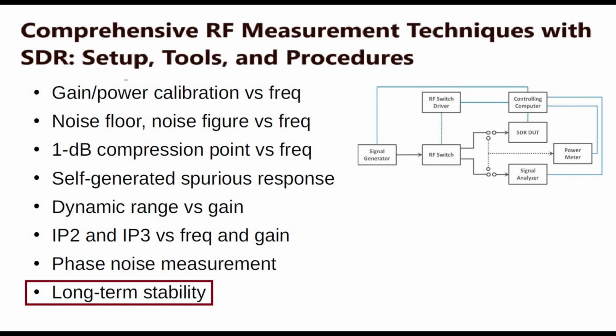Last one, long-term stability. Goal, measure the DUT stability over an extended period. Procedure, set the DUT to a fixed frequency and power output. Record the output power periodically over hours or days using the power meter or signal analyzer. Plot the results to observe any drift or fluctuations over time.